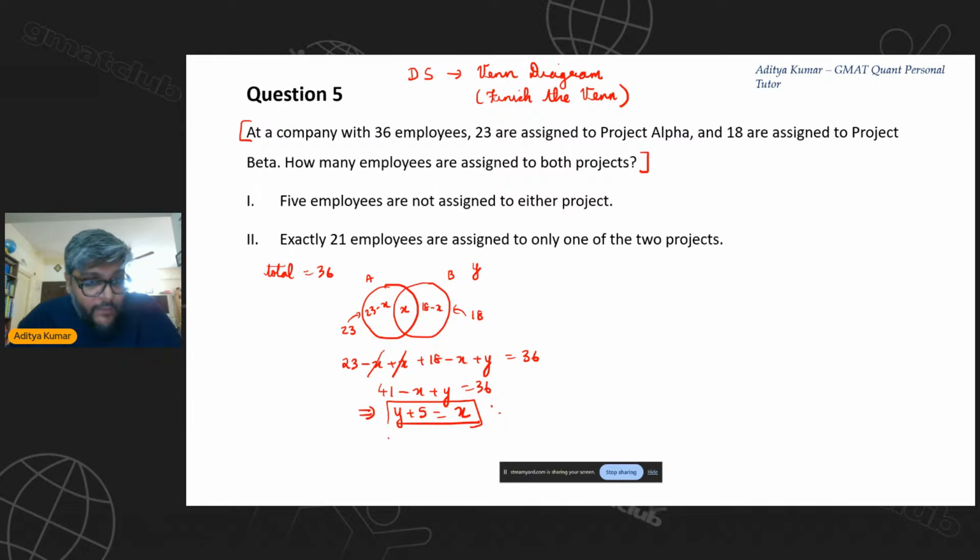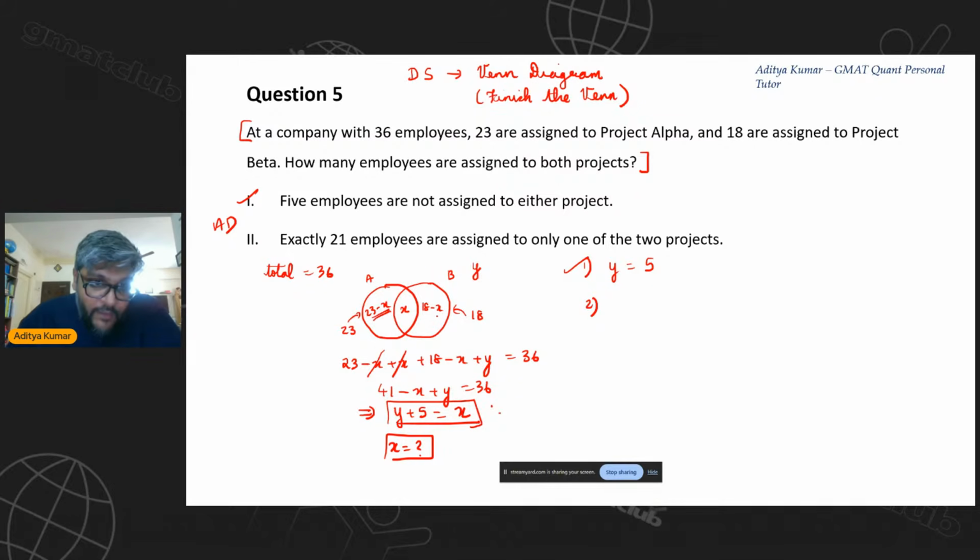And what is the question asking me to solve for? What is the value of X? So clearly, if I need the value of X, I need the value of Y. Now is where I would go into working with my statements. First, 5 employees are not assigned to either project. So Y is equal to 5. That clearly would give me what X is. Sufficient. AD. Second, exactly 21 employees are assigned to only one of the two projects.